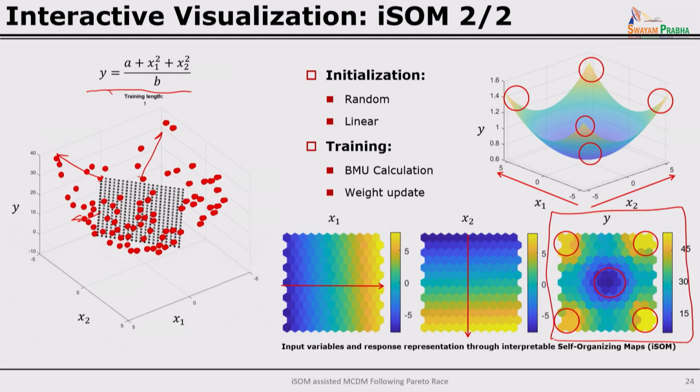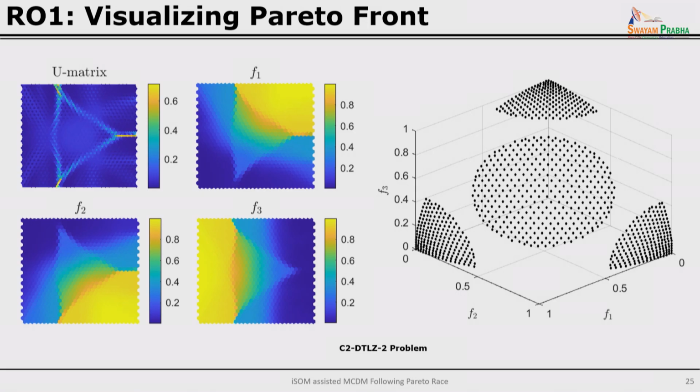In this case, y is the output function, and we are able to capture the trend and the topology of the function. Now, in the case of multi-objective optimization, we have multiple functions. So we will visualize each of the functions separately, and see how they are interacting with each other.